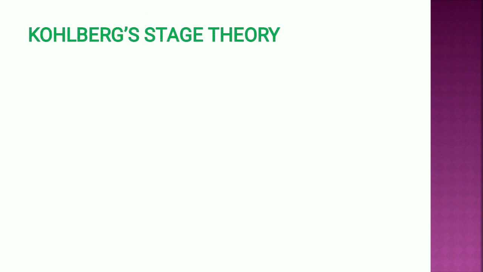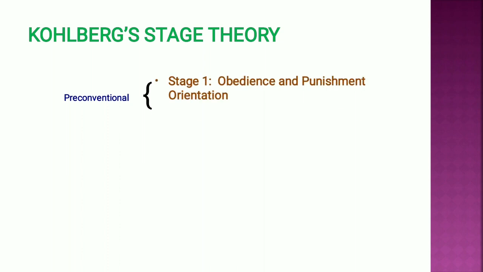So we'll be seeing Kohlberg's stage theory. It has three levels: pre-conventional, conventional, and post-conventional. In each level, there will be two stages. Speaking about the pre-conventional level, stage 1 and stage 2 are there. Stage 1 deals with obedience and punishment orientation. Stage 2 deals with individualism and exchange.